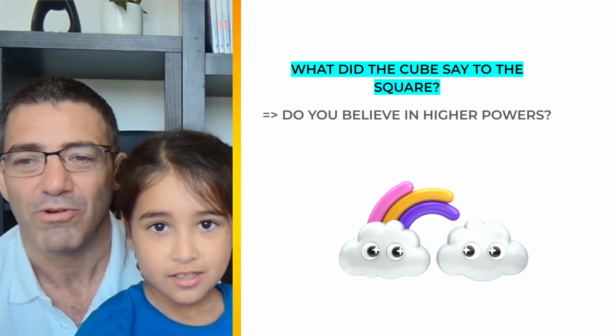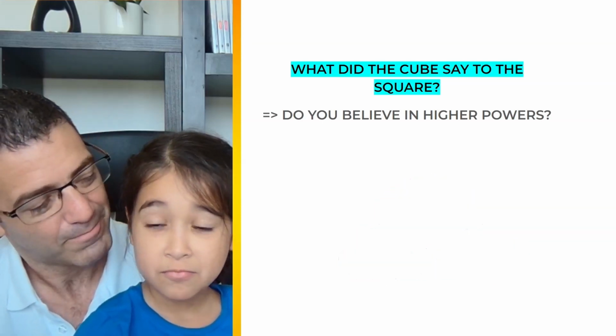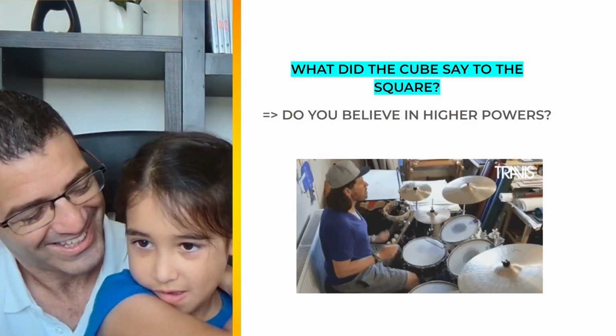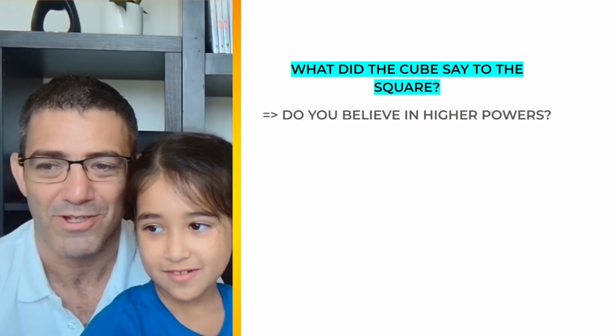So fast. Good. What did the cube say to the square? I don't know. Do you believe in a higher power? Oh, do you know? Because the cube is higher than the square. Because the cube is to the power 3 and the square is to the power 2.